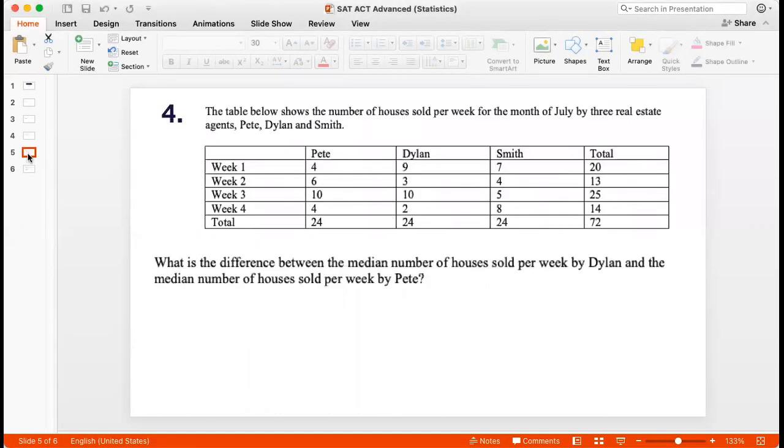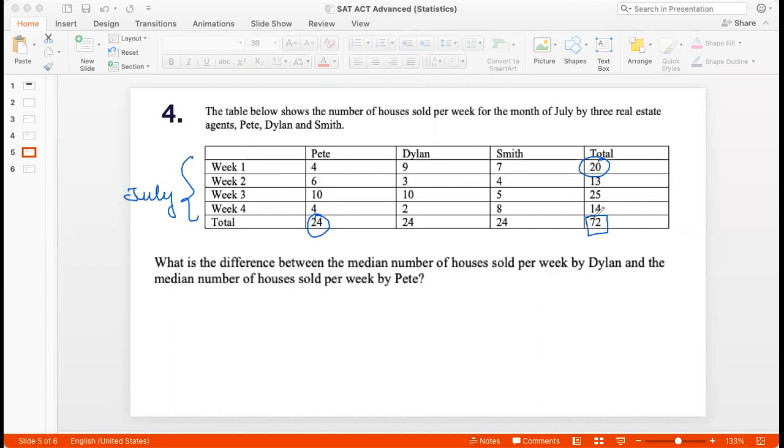Question 4. The table below shows the number of houses sold per week for the month of July by 3 real estate agents, Pete, Dylan, and Smith. So these are the weeks of July. And in week 1, Pete sold 4 houses, Dylan sold 9, and Smith sold 7. So the rows tell you the total number of houses sold in a week, and the columns tell you the total number of houses sold by an agent. So over the entire month of July, the 3 of them sold a total of 72 houses.